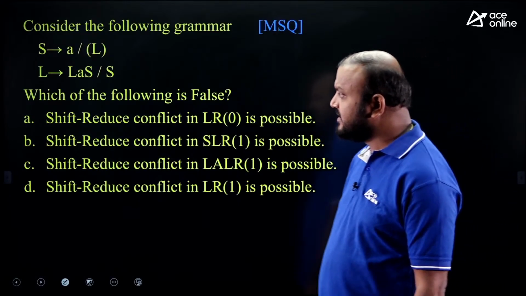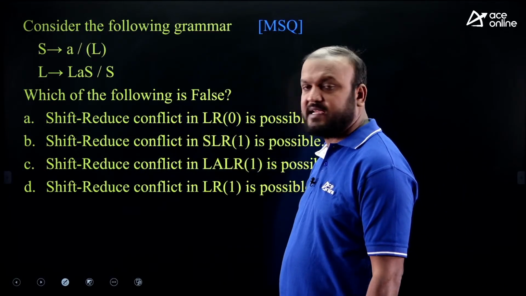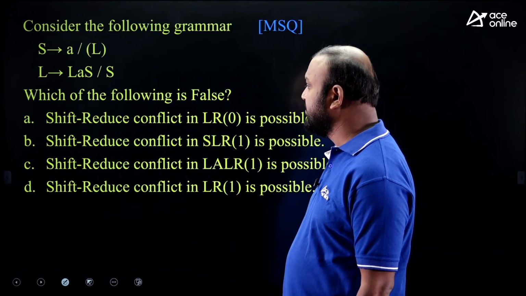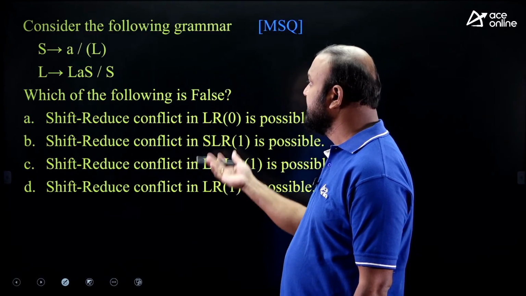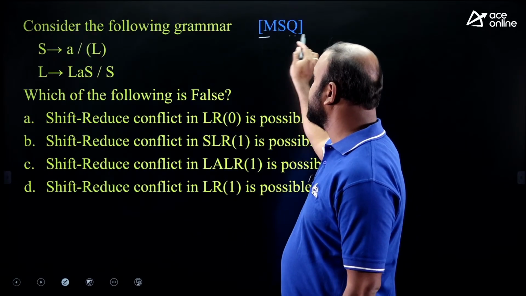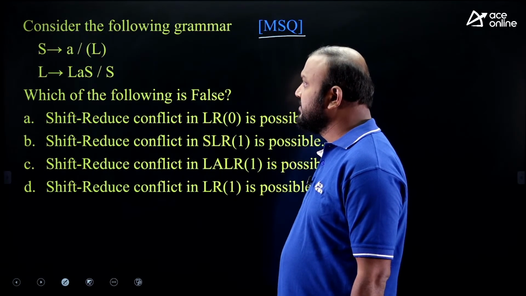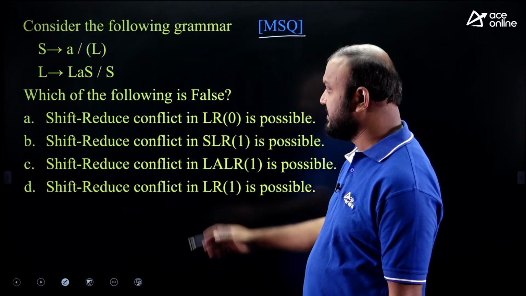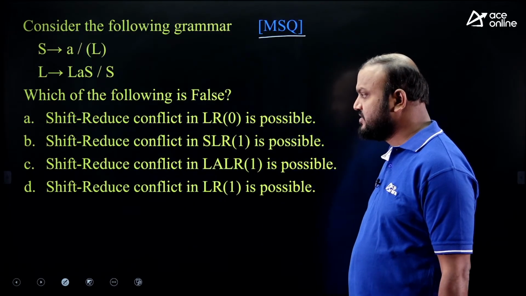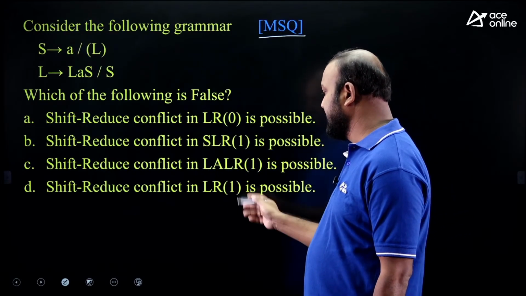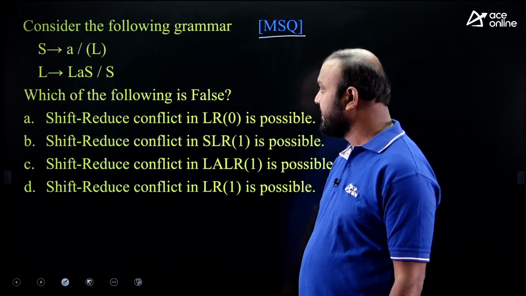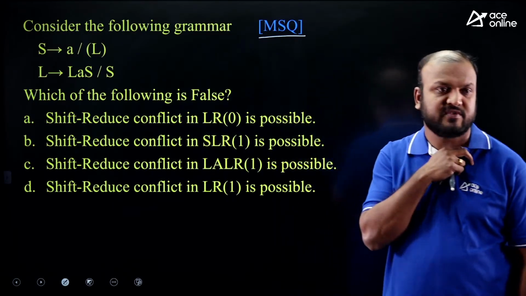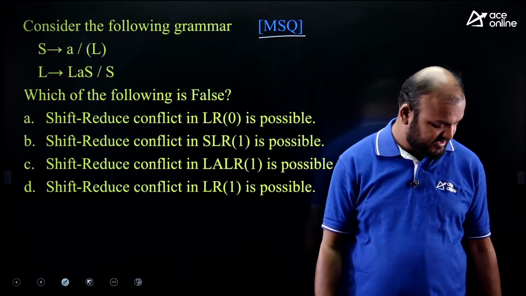And before that, if required, you can take a snapshot of this question. Simple, what you have to do is find what kind of conflict is possible in this. This question is MSQ. You can solve that MSQ to find what conflict is possible here, given shift-reduce conflict in LR(0), SLR(1), LALR(1), and LR(1). So is it conflict or not? How do you answer this question? Can you answer this question? Will you answer this question?